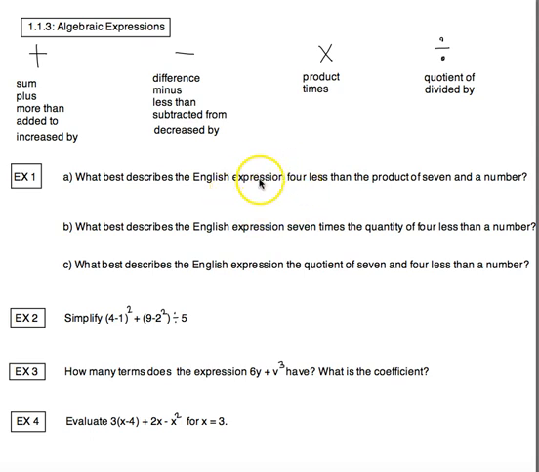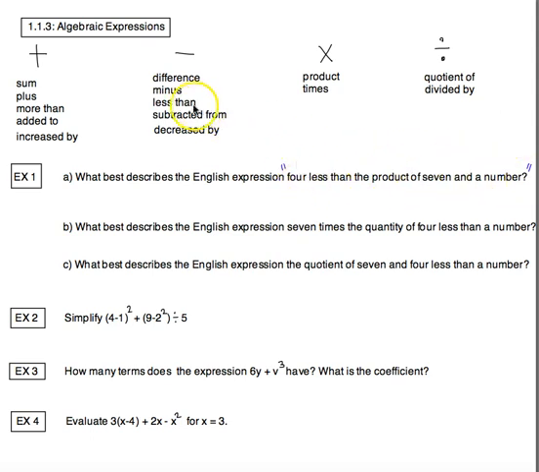Another couple things that we're going to see in here that are a little bit tricky, I'm going to go through in these examples. So looking at A, what best describes the English expression, and I really wish they had put these in quotes because it would have made the sentence easier to read. But after you see the words English expression, what comes after is what we're trying to translate. So I tried to pick a harder one. Some of them are easier than these. This says 4 less than the product of 7 and a number.